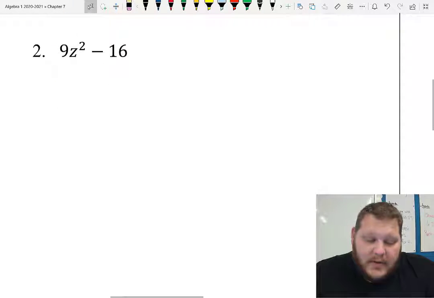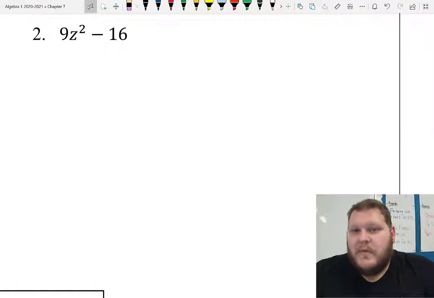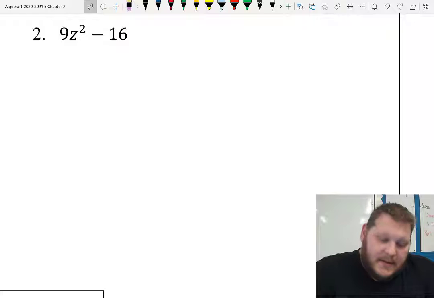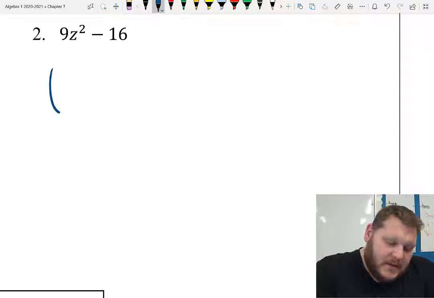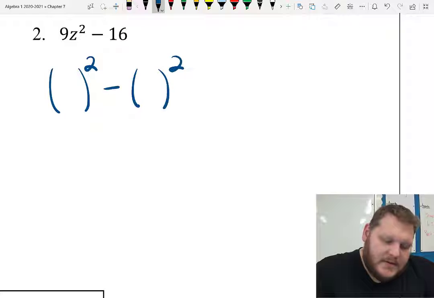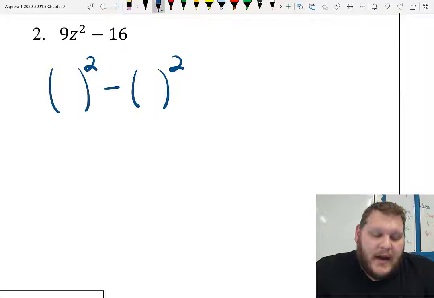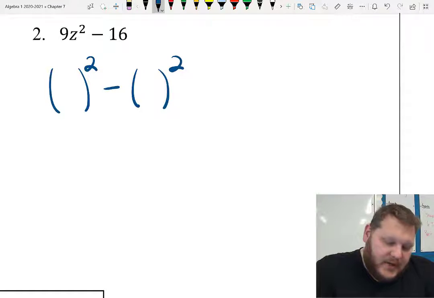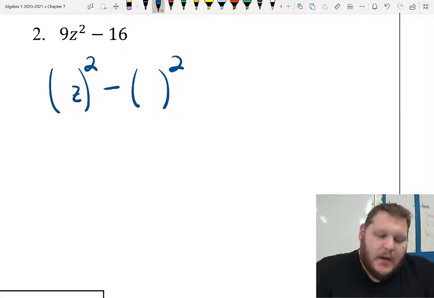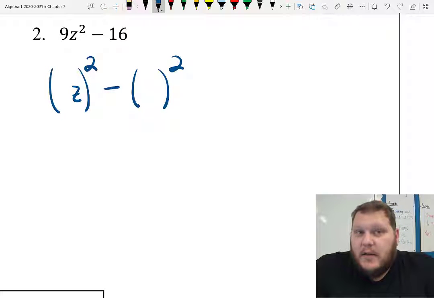where my first term is just a variable squared, my second term is just a perfect square. There are uglier ones, like here, number 2, we've got 9z squared minus 16. And again, my first thing is going to be to try and figure out if there's something I can write so that it's something squared minus something squared. Now, with my 9z squared, I recognize the z, right? I'm definitely going to have a z inside here. But I have to also make sure that that coefficient is also a perfect square.